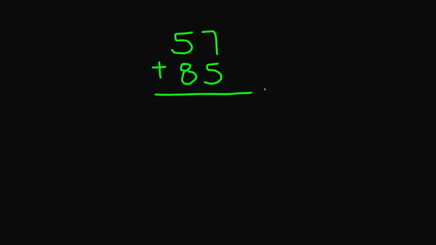So let's look at our first example, 57 plus 85. First we're going to do 7 plus 5. This is going to give us 12. I'm going to write my 2 and carry the 1. Then we have 1 plus 5 is 6. 6 plus 8 is going to give us 14. So your final answer is 142.